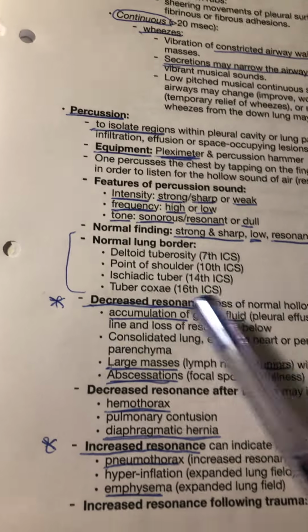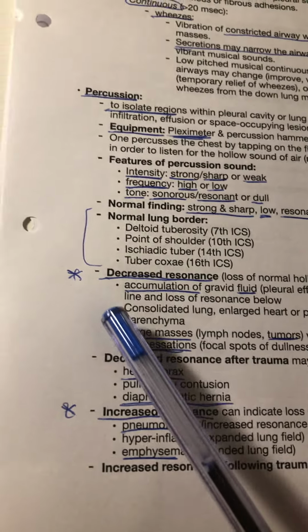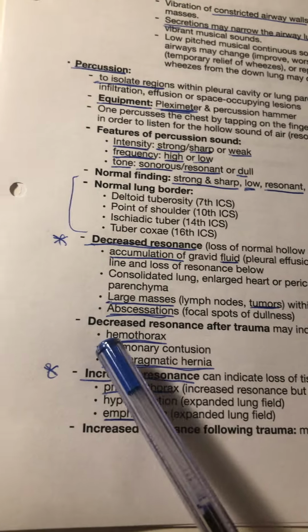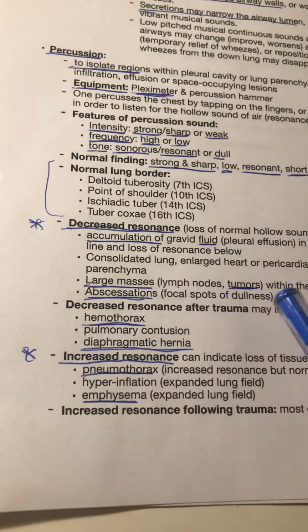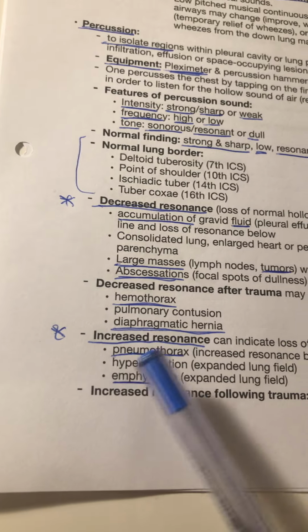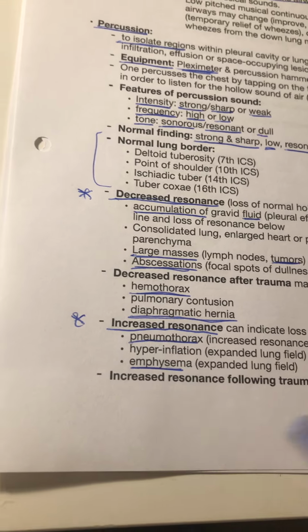For decreased resonance, it's the accumulation of fluid or hemorrhage within the lung, a large mass or a tumor, or an abscess. And decreased resonance after trauma could be hemothorax or a diaphragmatic hernia. And increased resonance could be pneumothorax or emphysema.